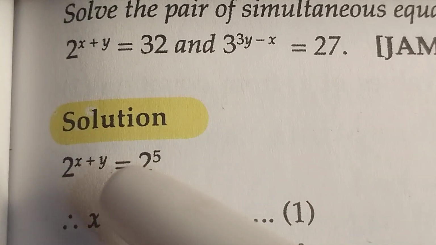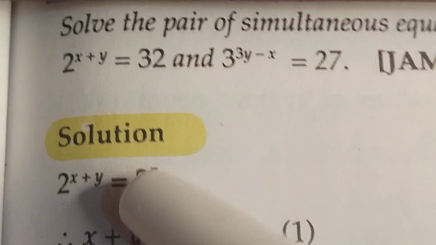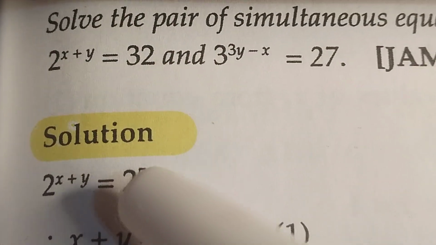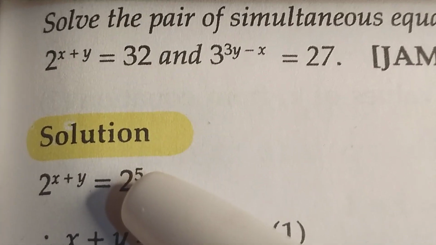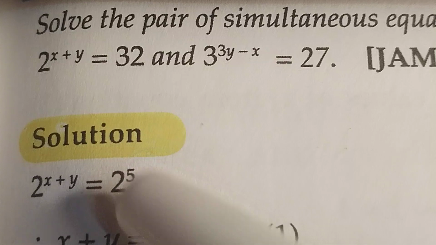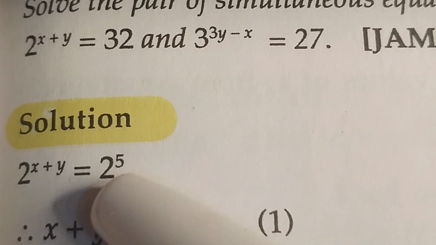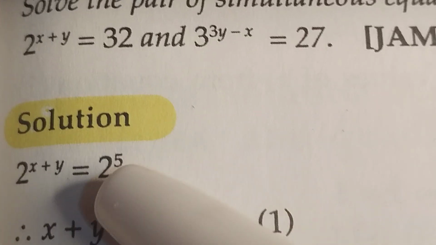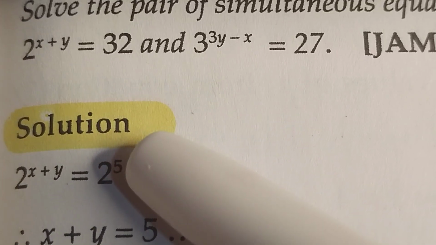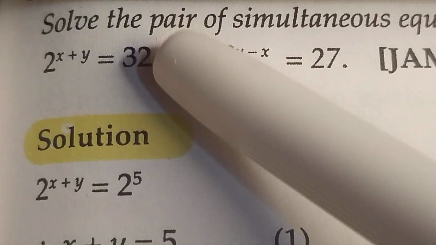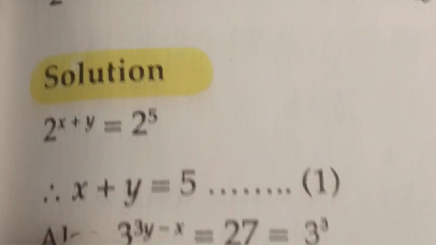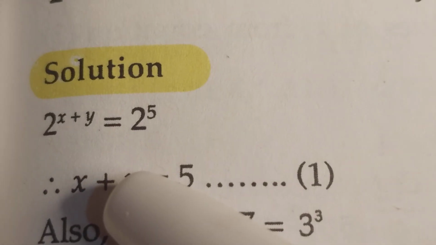We will try to make the base the same. That's how this one is solved. So we'll factorize it so that the base will be 2. To make the base 2, the factor here is 2 raised to power 5. That's the value of this 32 now. So we only take the value on top here, which is x plus y.